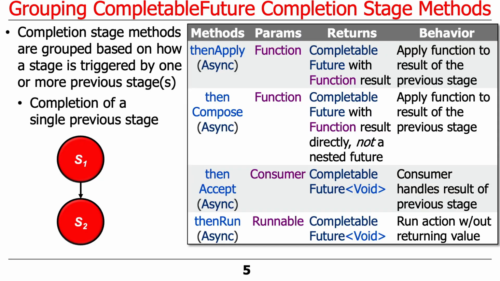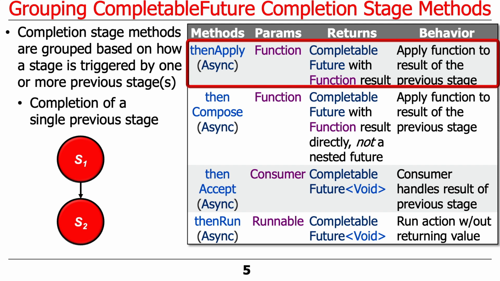So let's talk first about the methods that trigger or run their dependent actions when a single previous stage completes. So as shown here, stage 1 runs asynchronously. When it finishes, stage 2 will then run, assuming that there's no exceptions, of course. And here are some of the methods. There's actually a few more, but these are the key ones. And so we're going to take a look at them.